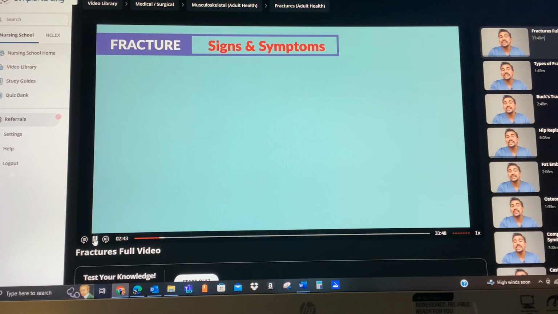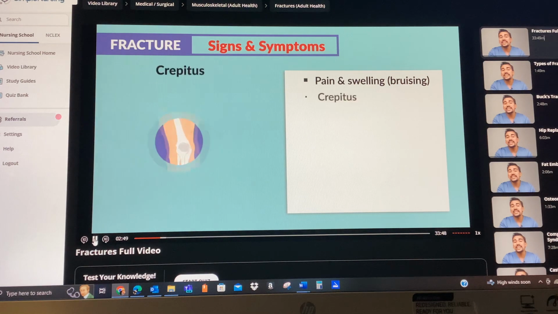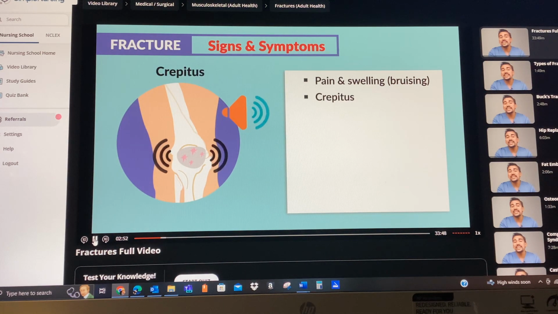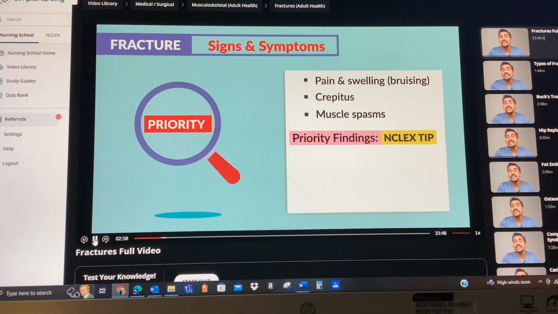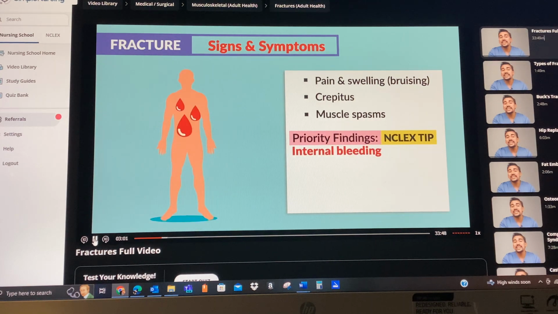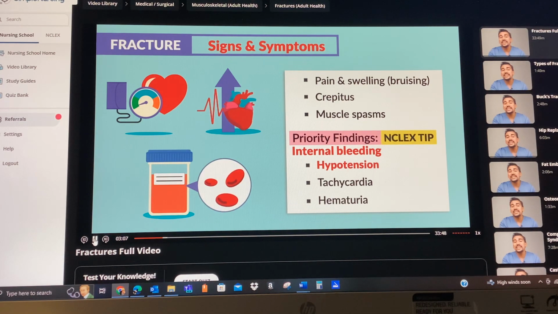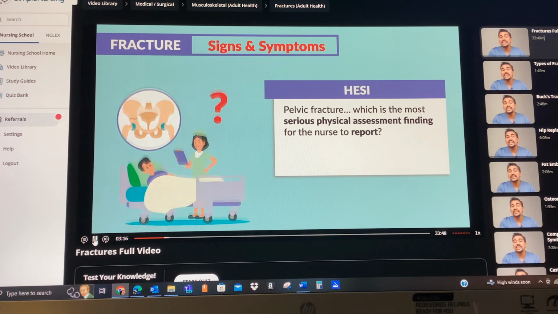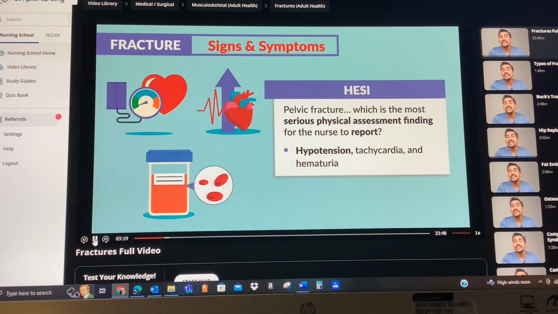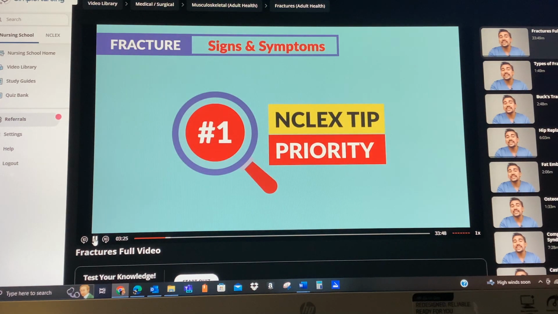Now the signs and symptoms are pretty simple here with any type of fracture. We'll see a lot of pain, swelling, as well as bruising, and crepitus, which is a grinding sound as the bones or cartilage rub together, and muscle spasms. Now a priority finding and a big NCLEX tip here is internal bleeding. So hypotension, tachycardia, and even hematuria, that blood inside the urine. So Hesi mentions a pelvic fracture, which is the most serious physical assessment finding for the nurse to report. Hypotension, tachycardia, and hematuria.